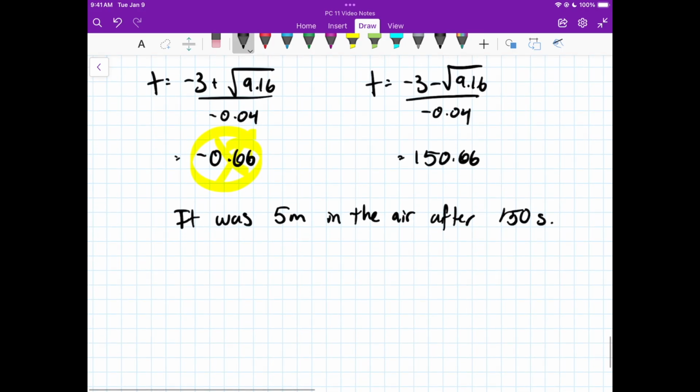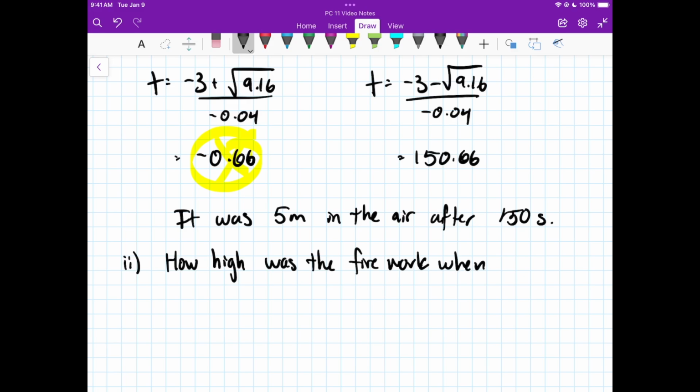Follow-up question to this, something else I want you to think about, is how high was this firework when it was first fired? Oops, sorry. Try that again. How high was the firework when it was first fired? So what does that mean, when it was fired? What am I telling you when I tell you that? I'm not telling you a distance, I'm not telling you a height, because I'm asking you to find a height. I'm telling you a time.